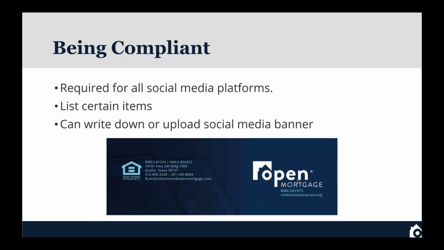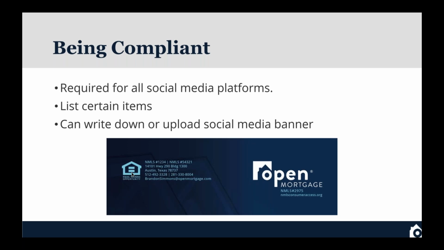So here you have the Open Mortgage logo, the NMLS 2975, and the NMLS URL, NMLSconsumeraccess.org. Your personal NMLS numbers will be in here. The first one is your personal NMLS. The second one is the branch NMLS. Your branch address, including city and state, zip code as well. Branch telephone numbers. The second number will be optional. Your email address and the equal housing opportunity logo.